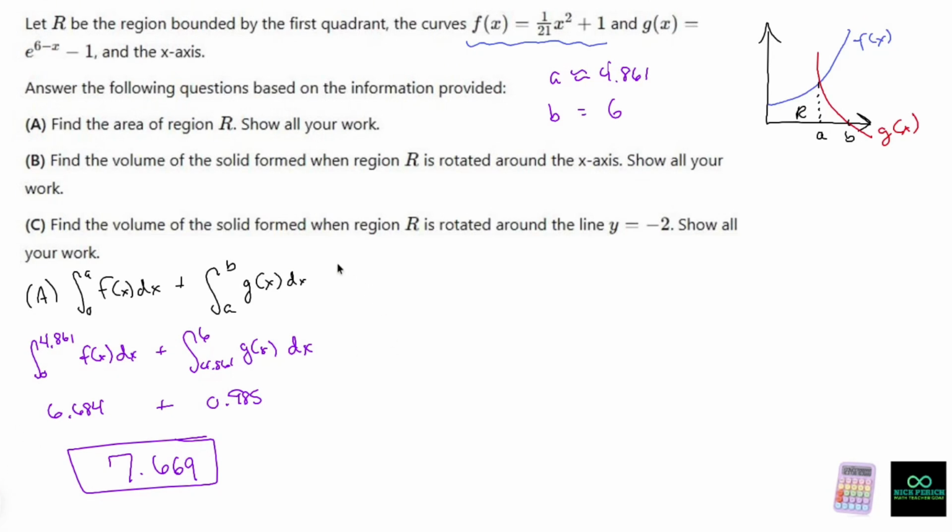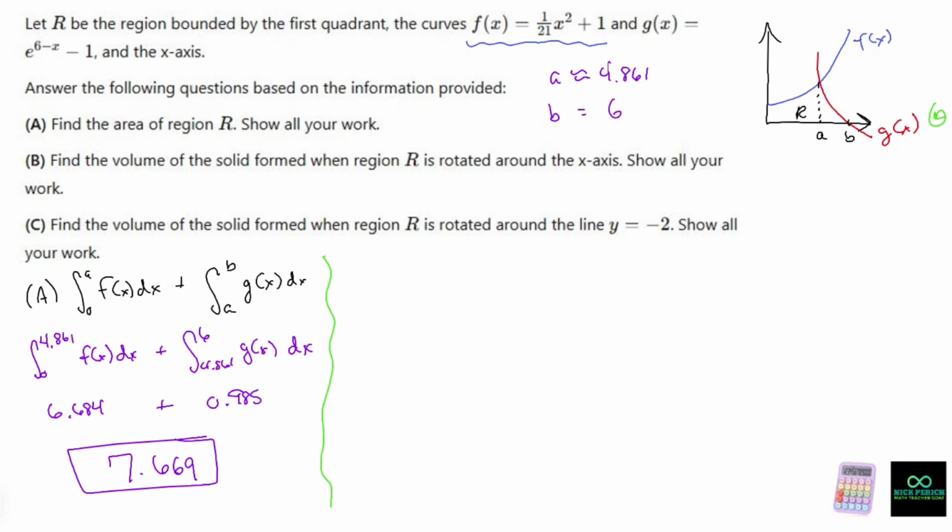Part A, done. Now, B is asking us to find the volume of the solid formed when the region R is rotated around the x-axis. So you spin this around, you're going to get some weird looking, I don't know, like the top of a hat thing. I can't draw these, so I'm not even going to try. But what we're going to do is we're going to use the same idea.